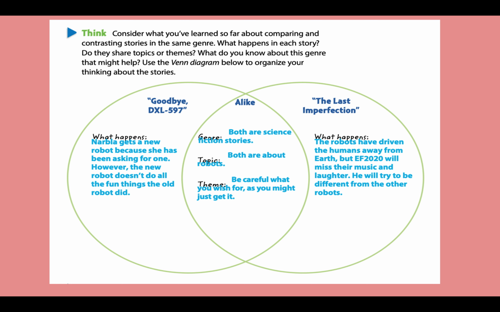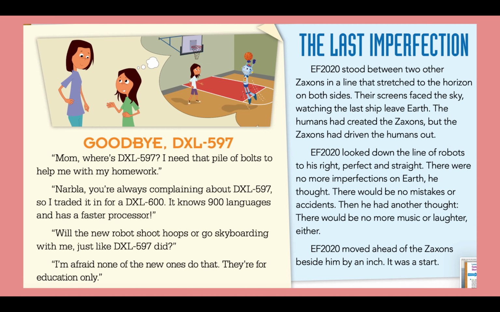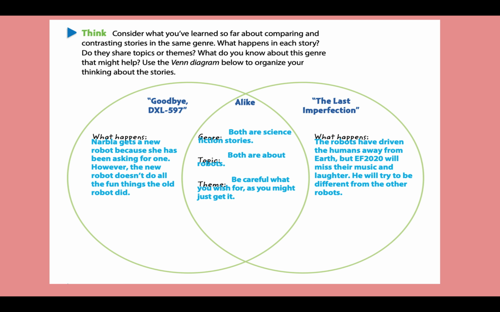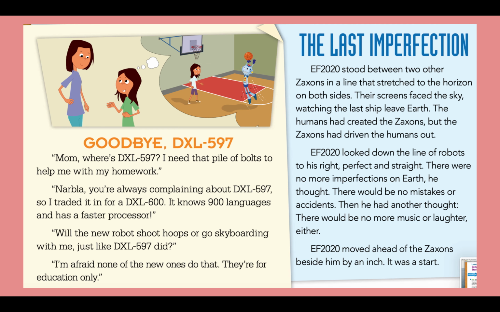So first, let's focus on Goodbye DXL 597. Now is a story about the girl who got a brand new robot. What happens? Narbla gets a new robot because she has been asking for one. However, the new robot doesn't do all the fun things the old robot did. Now let's look at The Last Imperfection, the story on the right.